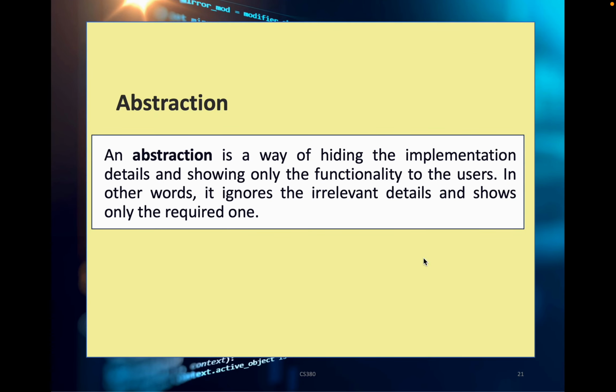Let's talk about abstraction. Abstraction is a way of hiding the implementation details and showing only the functionality to the user. In other words, it ignores the irrelevant details and shows only the required ones. So we'll talk about constructors and objects right now. In JavaScript, everything is an object, we can say. So let's dive in and see exactly what constructors and objects are.